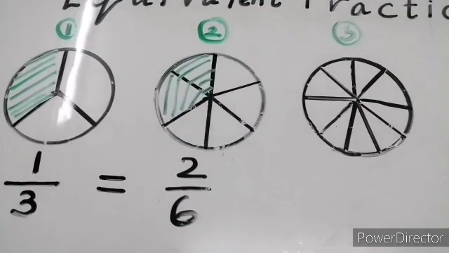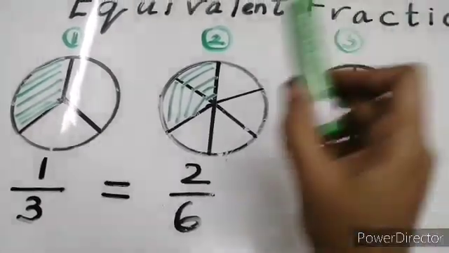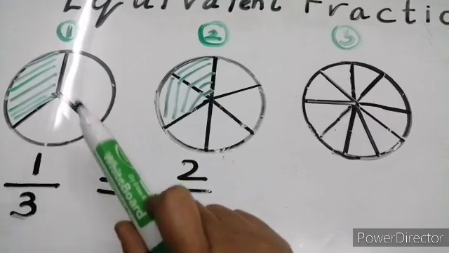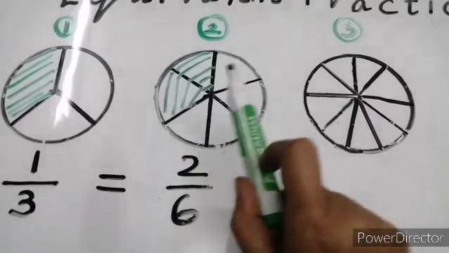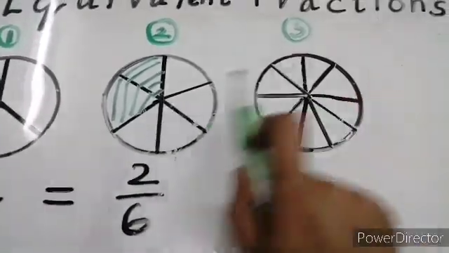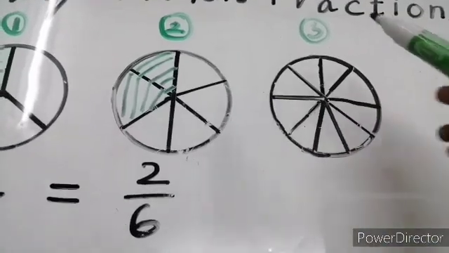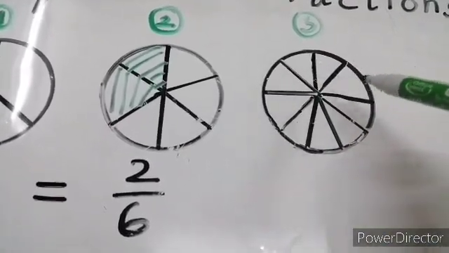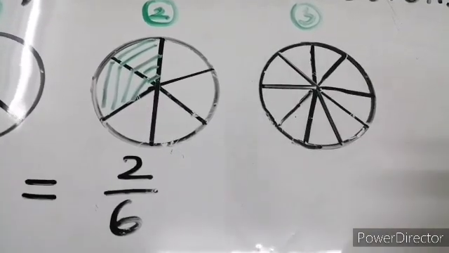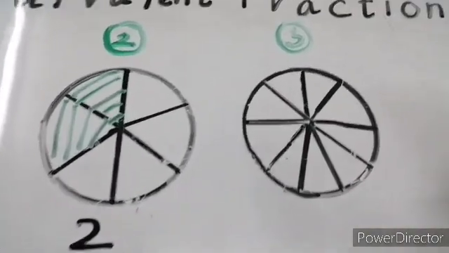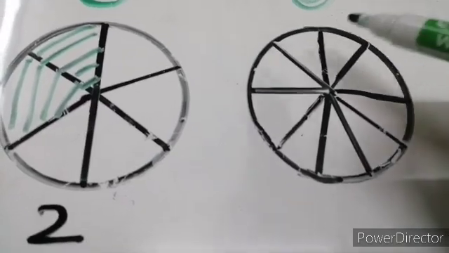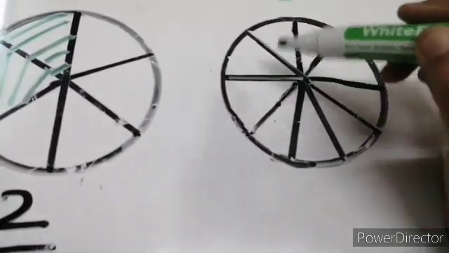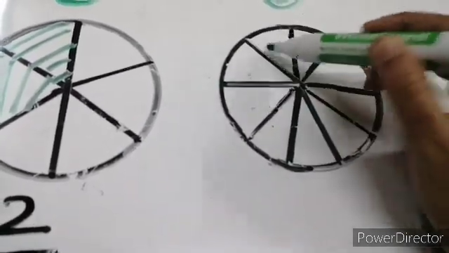Look here, I have drawn another circle which is similar to circles 1 and 2. It is the same whole. Here I have divided it into 9 equal portions. 1, 2, 3, 4, 5, 6, 7, 8, 9. And let's shade 3 portions. 1, 2, 3.